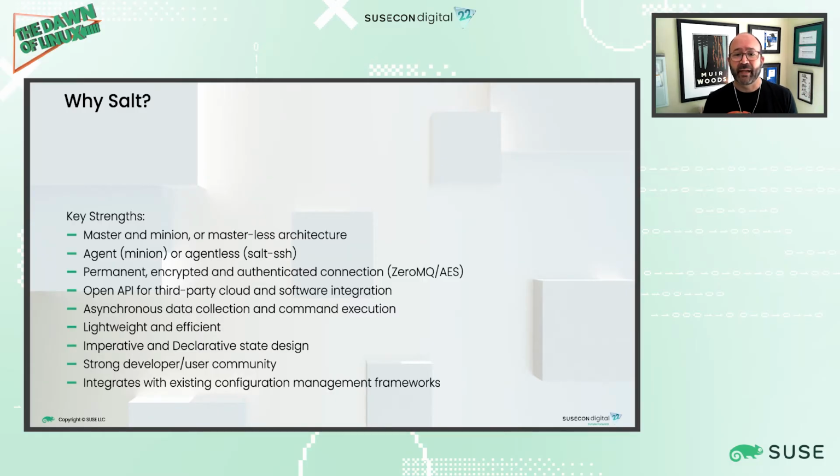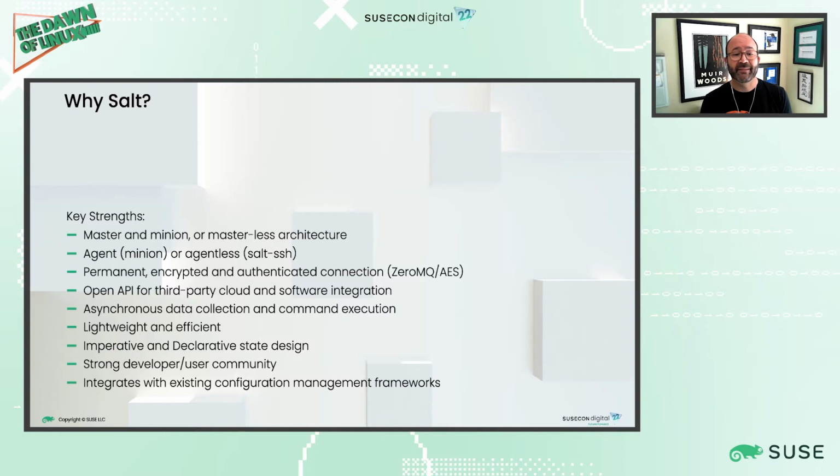SALT has an open API, so it's easy to integrate third-party functionality, whether that's cloud functionality or third-party software functionality. So it's very easy to extend the functionality of SALT. It does that asynchronous data collection and command execution that I was talking about, so that multiple tasks can be done to multiple clients at the same time. It's very lightweight and efficient, written in Python, so no huge Java clients, nothing heavyweight that has to be installed on each minion, or again, even nothing on each minion in the case of an agentless configuration.